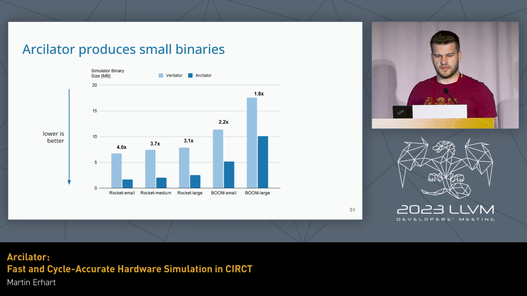We also saw that Arcilator produces smaller binaries. That's mostly because we have this ARC deduplication pass, which is more effective than just running CSE, and you can't really deduplicate modules. So we produce up to 4x smaller binaries.